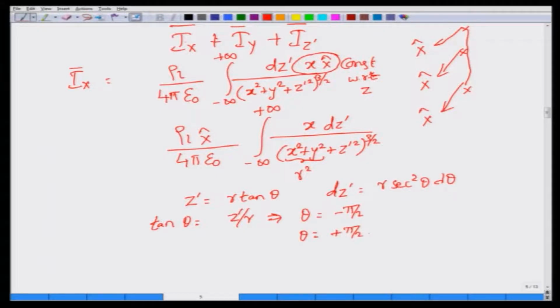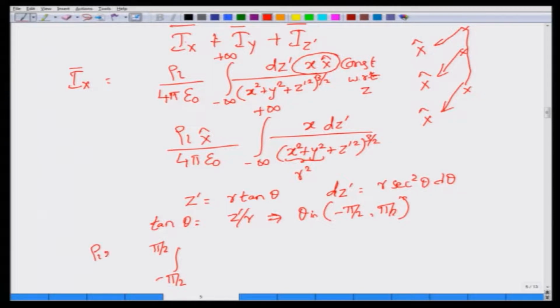So the integral limits are from minus pi by 2 to plus pi by 2. Okay. And all these constants I am not going to write at this point. So you can actually take x also out, it doesn't really matter.